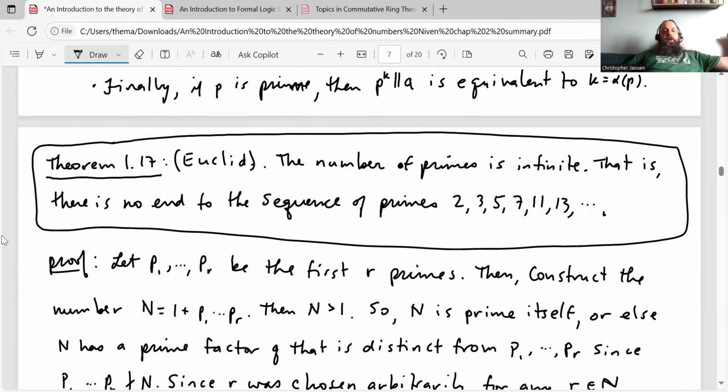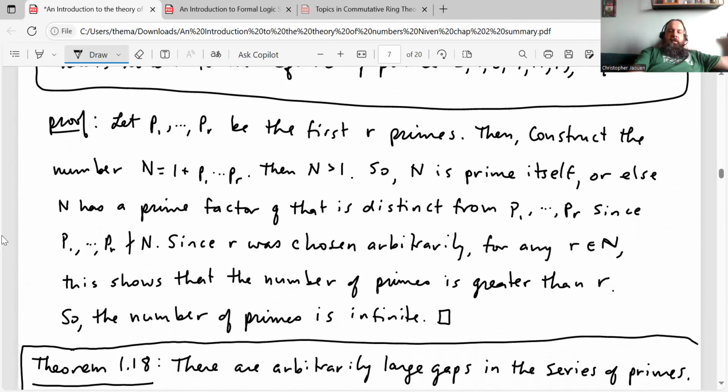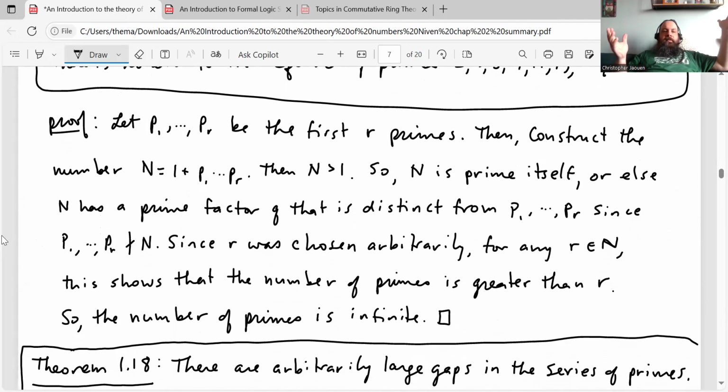All right, then we get to theorem 1.17, which is by Euclid. The number of primes is infinite. That is, there is no end to the sequence of primes, 2, 3, 5, 7, et cetera. This is a very famous proof that I've seen proved in many different ways over the course of my life. So I just used the proof from Niven for this because they're all kind of similar.